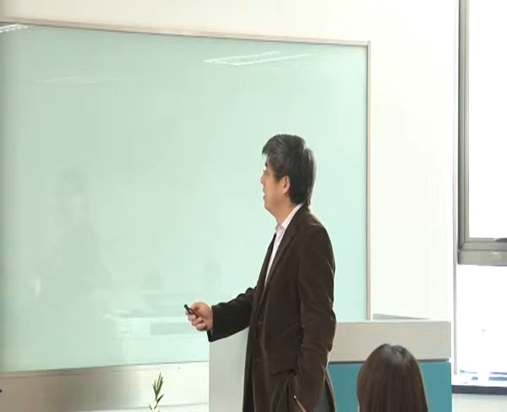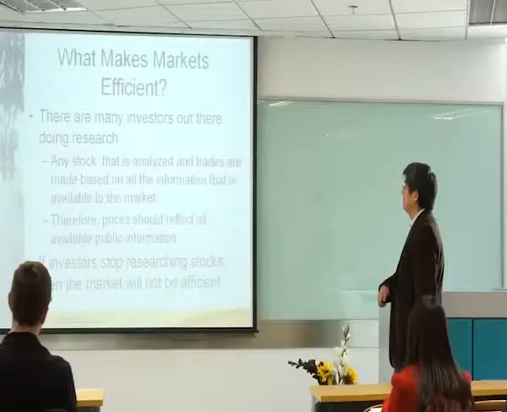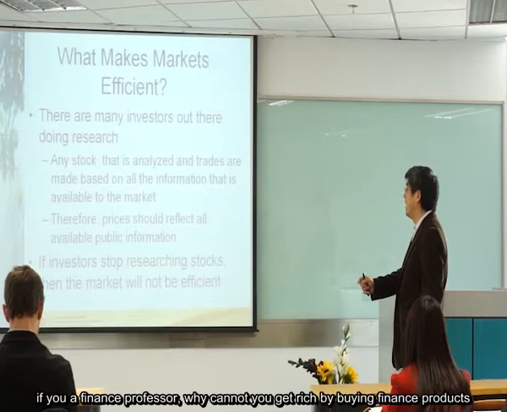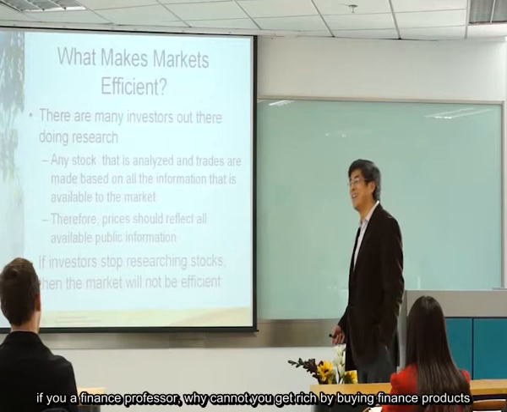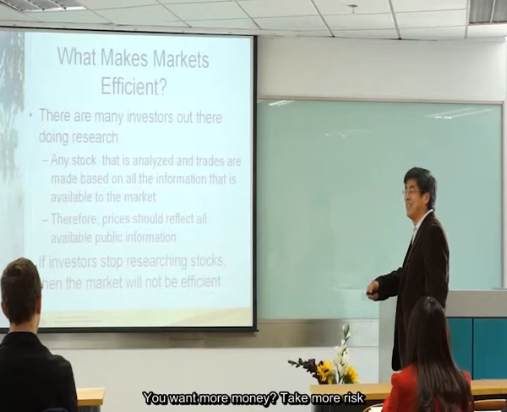Therefore, price should reflect all available public information. So in the finance class, the students always ask the finance professor, if you are a finance professor, why can't you get rich by buying financial products? The answer is always that the market is efficient. Nobody can get money out of that market. You want more money? Take more risk. That's the only answer.